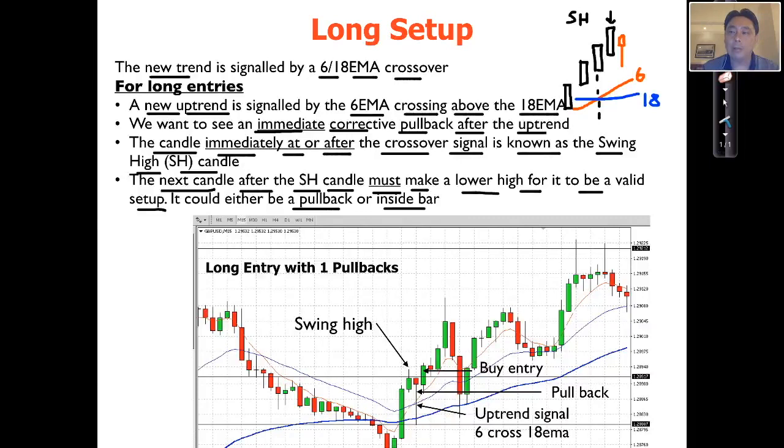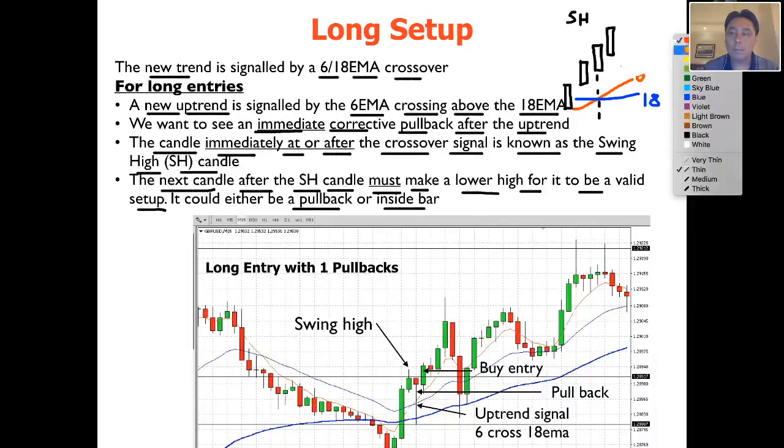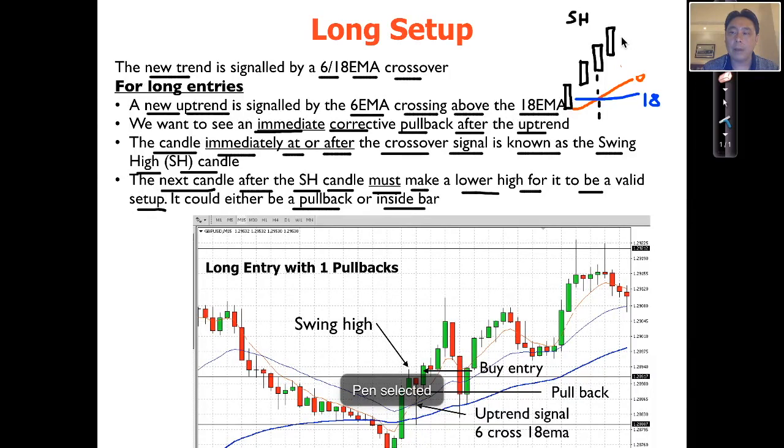So in other words, if it happens that we have another candle that makes a new higher high, this is not allowed anymore, right? Because remember, what's the strict definition? The swing high candle must come right at the cross or immediately after the cross, but no later than that. Okay, so please understand this concept. It is really, really important.